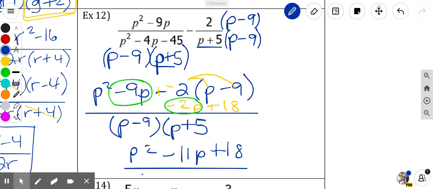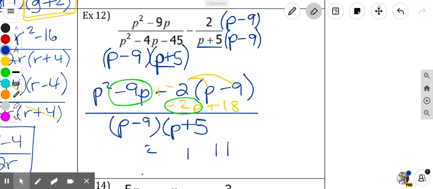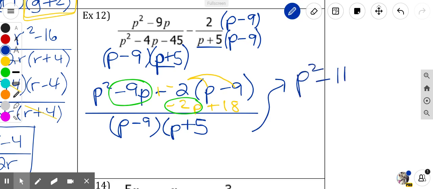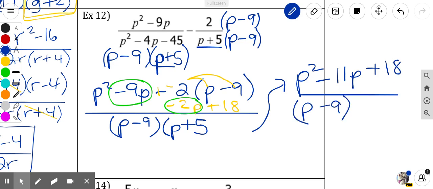Actually, I'm going to write this off to the side. I'm kind of running out of room here. Okay, so I'm going to write this over here outside the box. Sorry if you ran out of room on yours. So this is going to be p squared minus 11p plus 18 over p minus 9 times p plus 5.